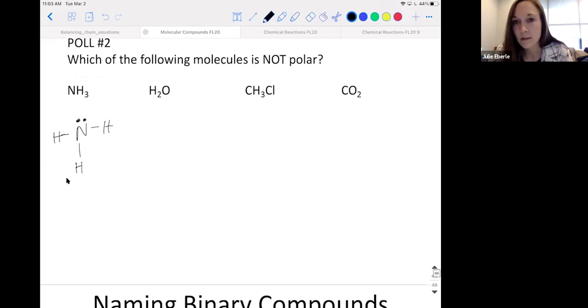So if I'm looking at this, I say, 1, do I have polar bonds? 2, do I have lone pairs? 3, is it symmetrical? Can I draw in a partial positive and a partial negative? So remember, how do we decide if a bond is polar? Anybody remember?